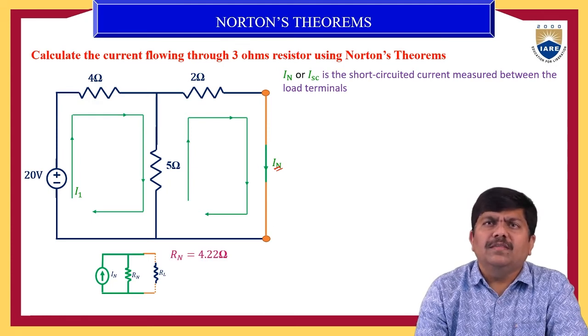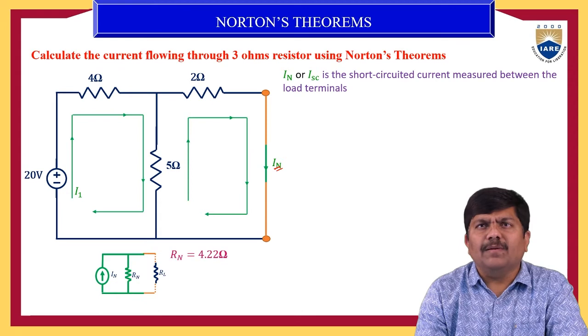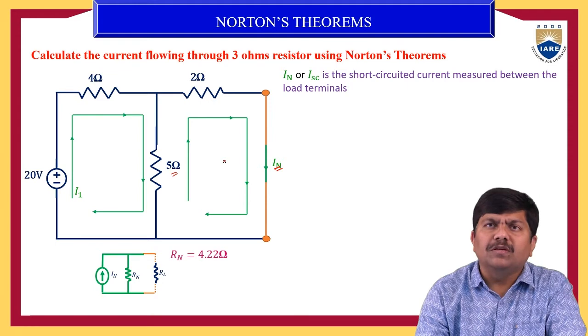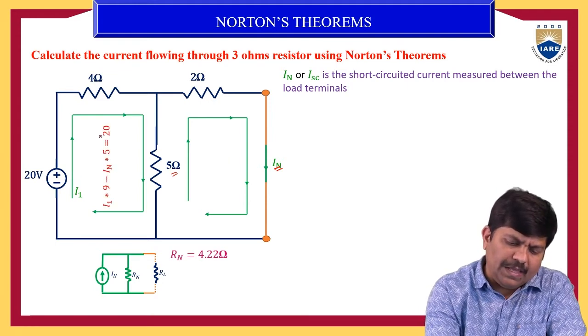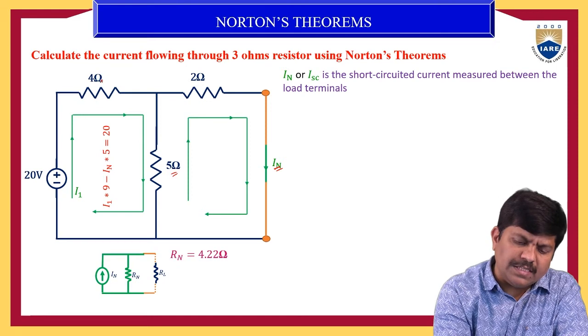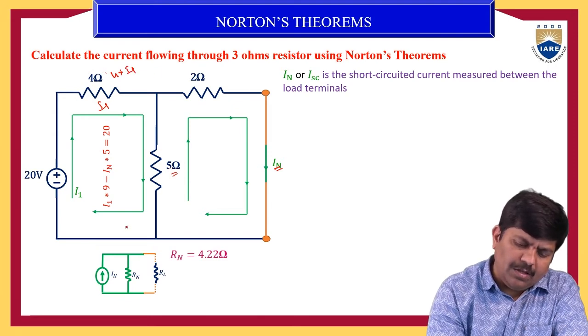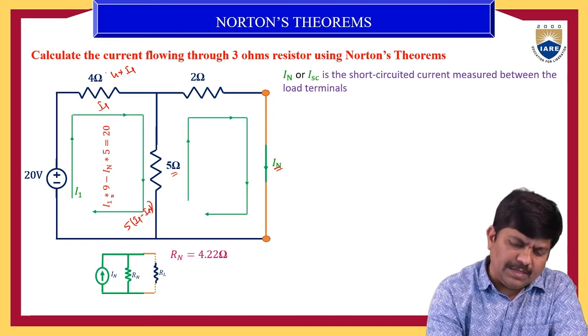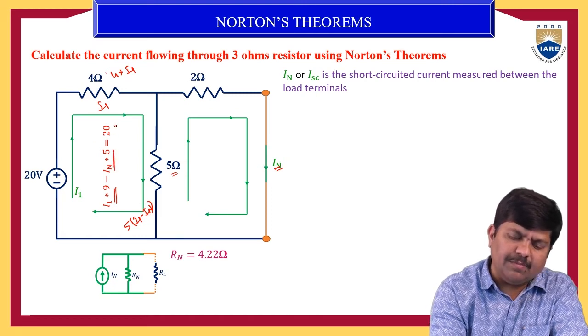In the first loop, the 20 volts voltage source is supplying energy to the 4 ohm resistor, and the 5 ohm resistor is shared by the two loops. Now if you apply KVL, across the 4 ohm, let the current be I1, so 4 into I1, and across the 5 ohm, 5 into I1 minus IN. So this is 4I1 plus 5I1 minus 5 into IN, which is 9I1 minus 5 IN, and that is equal to 20.